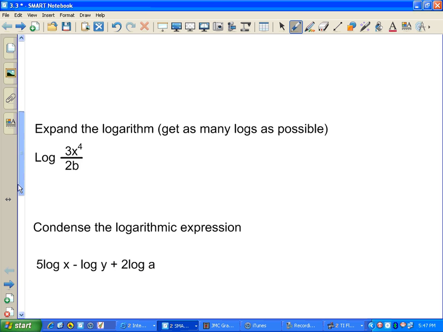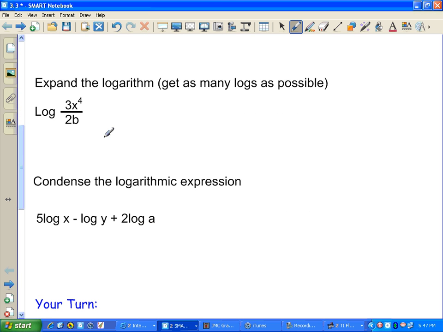So let's look at some examples here. If I want to expand this logarithm, okay, I want to get as many logs as possible, I need to look at what's the overall picture on what's going on here. The biggest thing I have going on is I've got this big fraction, so I've got this big division. So that's the first one I want to do. So I'm going to take log of the numerator minus log of the denominator.